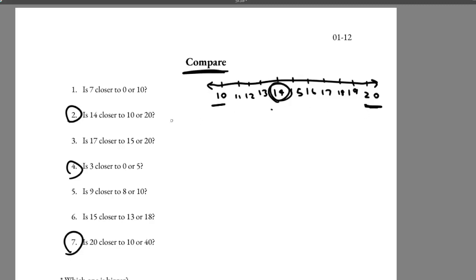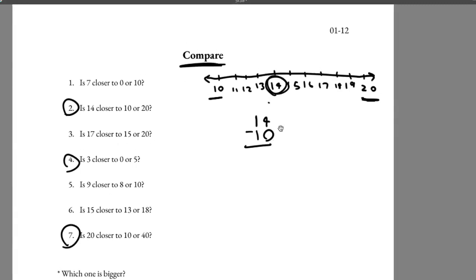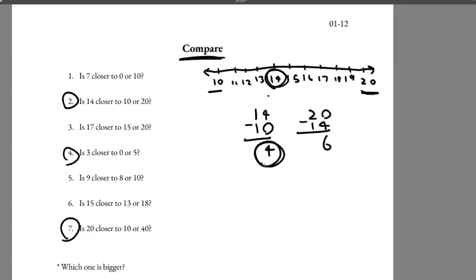We could also have done this by using simple math, by subtracting 10 from 14 to find how, in quotation marks, far 10 is from 14, which gives us 4. And if we do the same thing with 14 and 20, we get 6, and we can see that 14 is 4 away from 10, and 6 away from 20. And that means 14 is closer to 10. So our answer is 10.